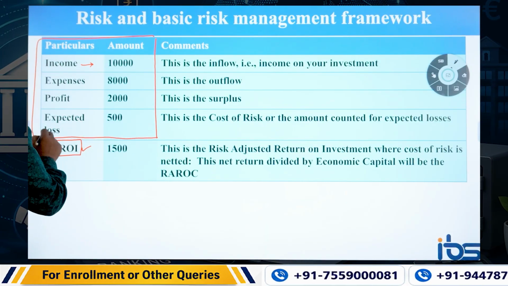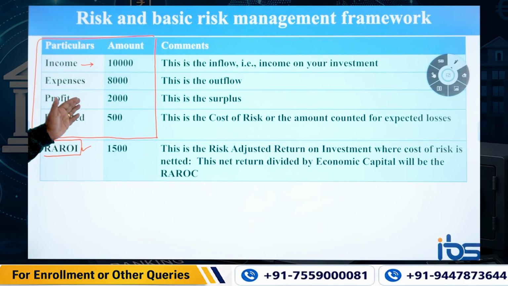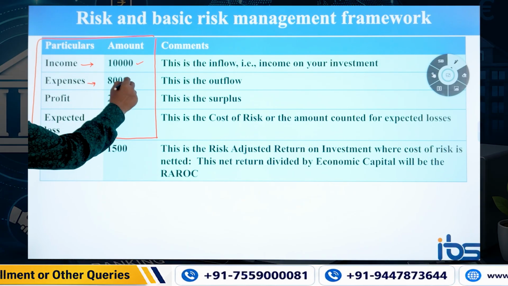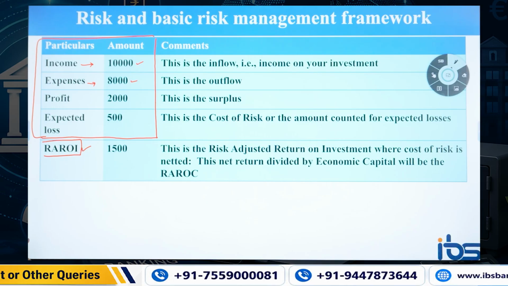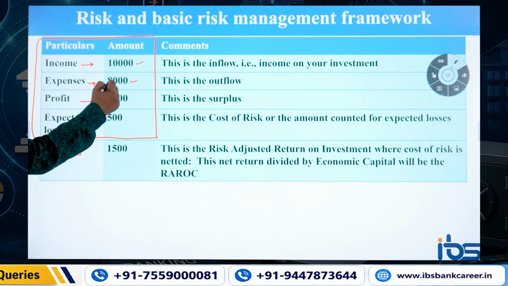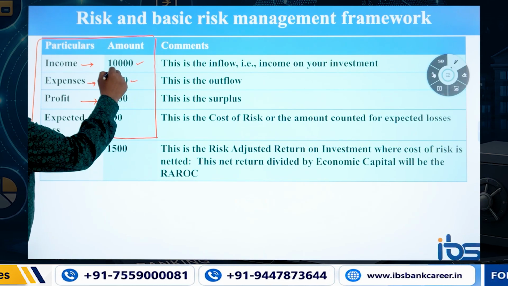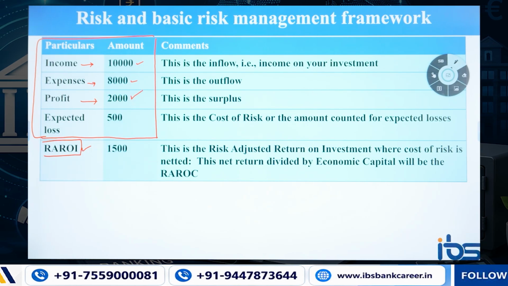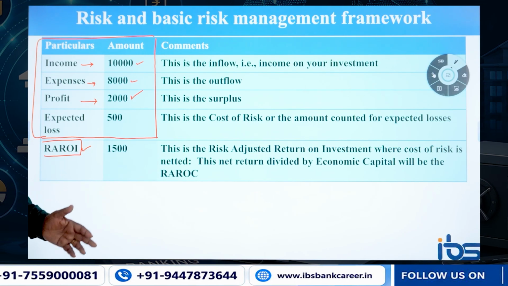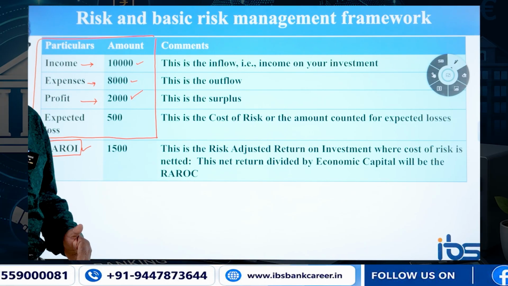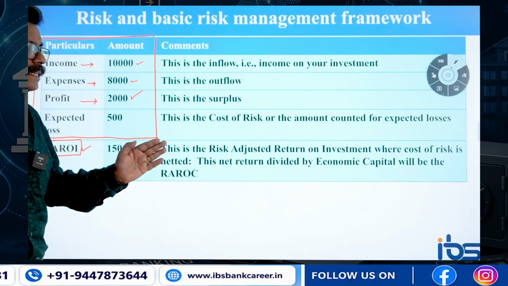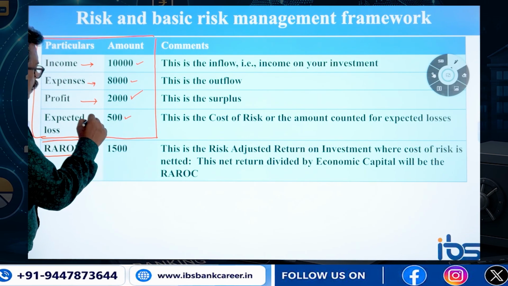Then you will be asked to find out RAROC. So what are the things here? It is available here. Income is stated here. Expense is here. So income minus expenses, of course, you will get profit. Profit is also there. So 10,000 is the income, 8,000 is the expenses, 2,000 is the profit. 10,000 minus 8,000, profit is 2,000. What is the expected loss? In the question itself, instead of calculating using the formula PD into LGD into EAD, they have straight away given that your expected loss is 500. That is for the year.